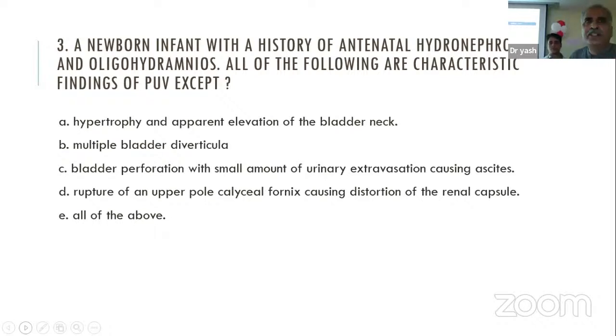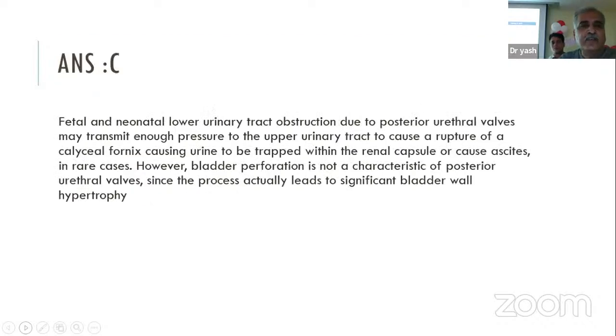Bladder perforation is usually not there. Usually this ascites results from a rupture of the calyces, and perforation should not be there in a case of bladder. Fetal and neonatal lower urinary tract obstruction due to PUV may create enough pressure in the tract to cause a rupture of the calyceal fornix, and the urine may be trapped within the renal capsule or cause ascites in rare cases.